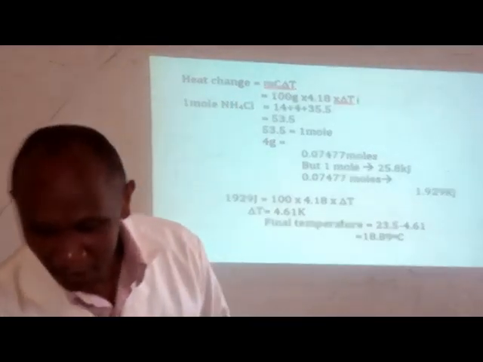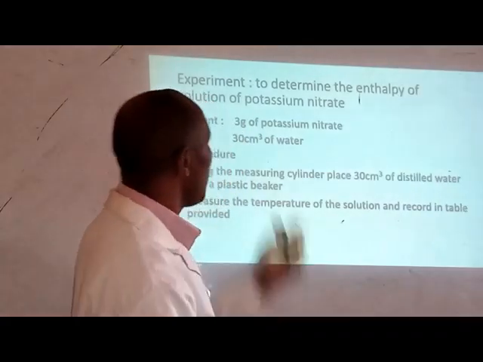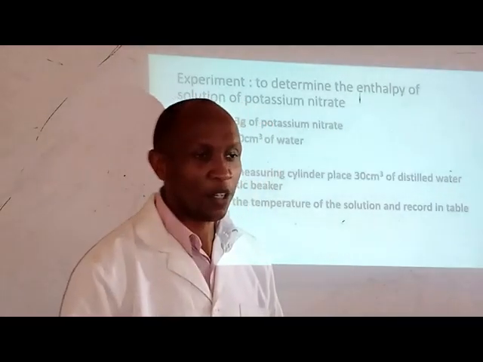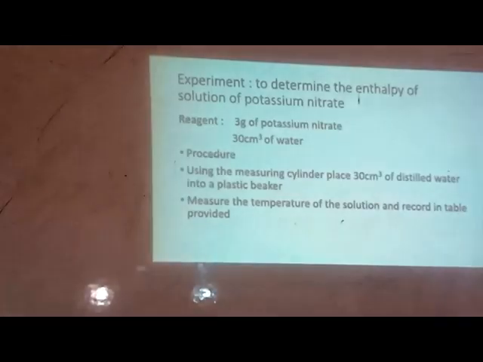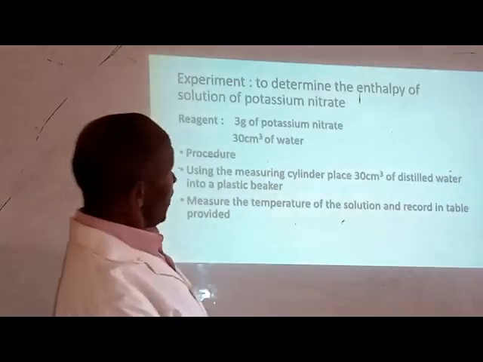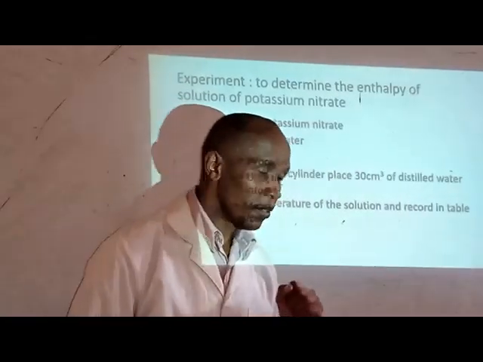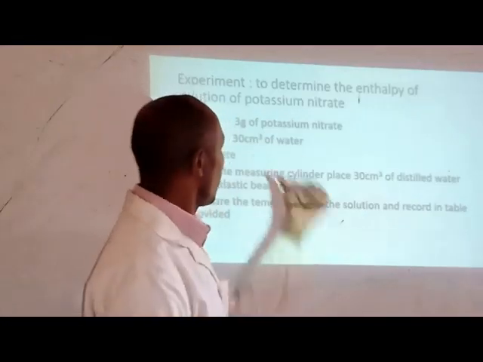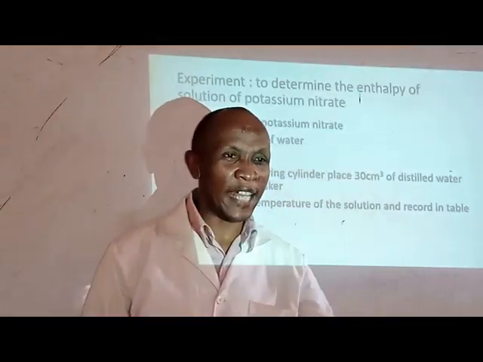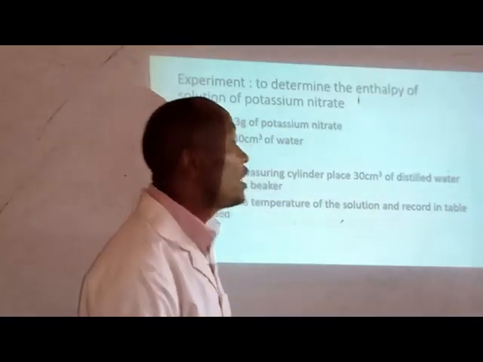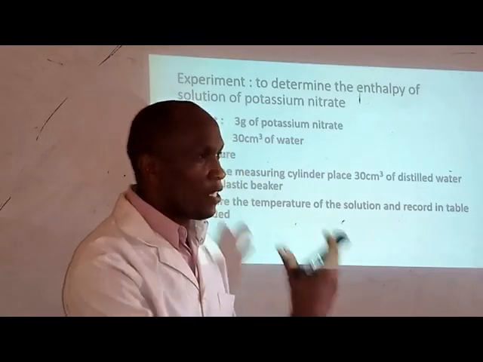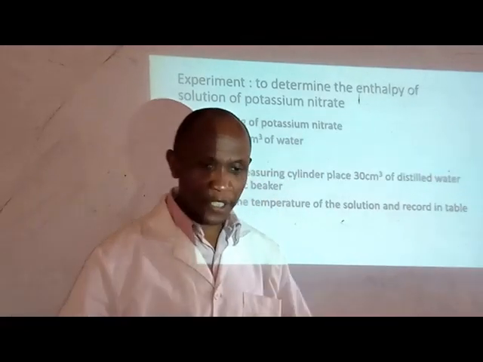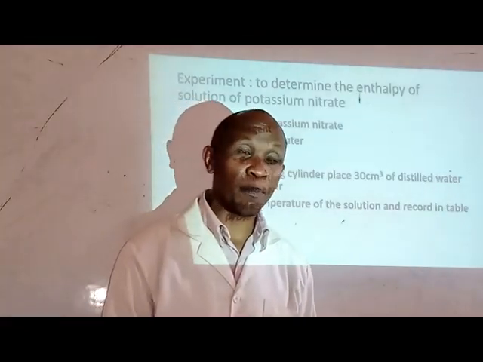Right, now the next thing we will do is to experimentally determine the enthalpy of solution. In this case, we shall do the enthalpy of solution of potassium nitrate. Now, what will I do? I will get some 3 grams of potassium nitrate. Then I will dissolve it in 30 grams of distilled water. This is the procedure I will adopt. I will pour the 30 cubic centimeters of water in a plastic beaker.